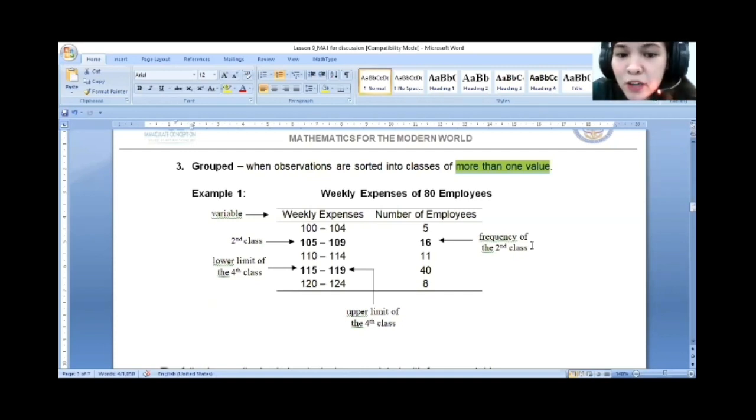So based on the results of this table, it revealed that majority of our employees preferred or spent $115 to $119 weekly. Followed by 16 employees who spent $105 to $109 weekly. Then next, ayan. And then the least, only 5 employees spent $100 to $104 weekly.